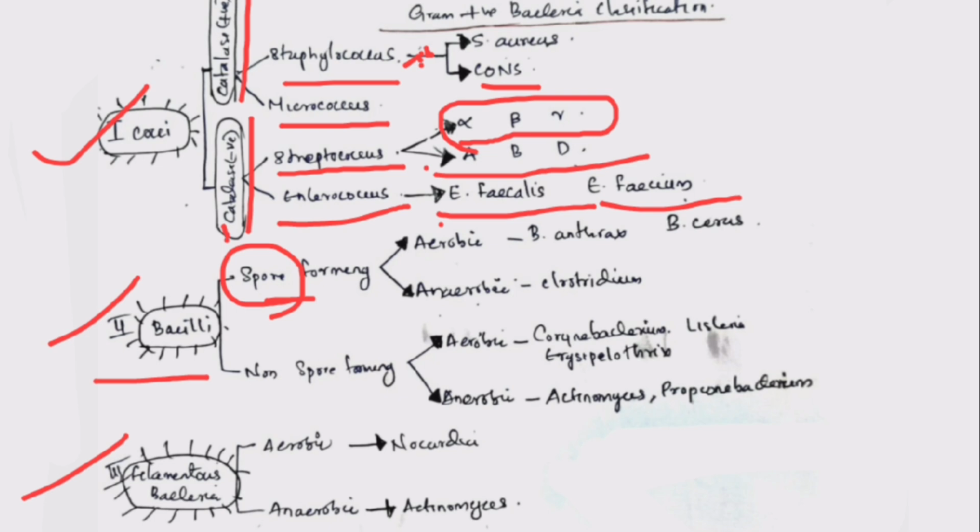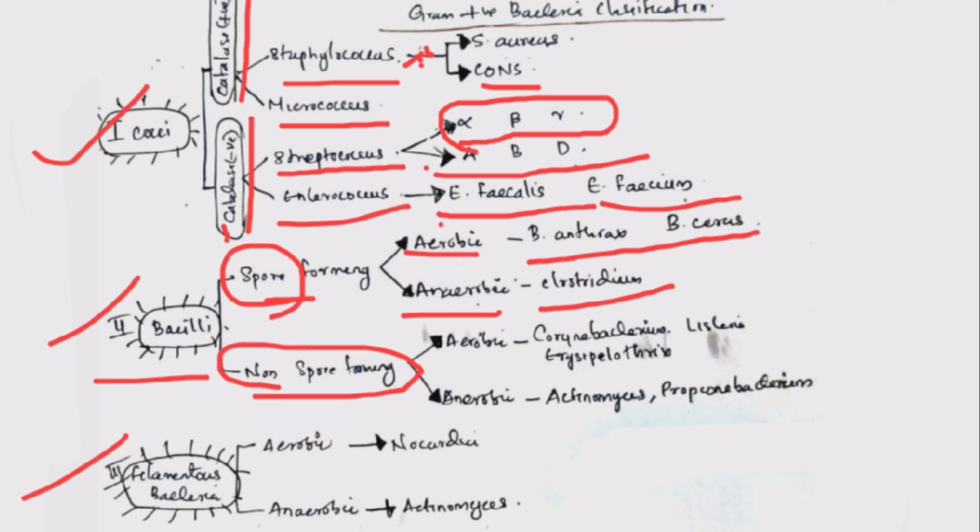Among the spore-forming bacilli, they are again divided into aerobic and anaerobic. The aerobic spore formers include the Bacillus species like Bacillus anthracis and Bacillus cereus. The anaerobic spore formers are the Clostridium species, which we will study in detail later. Now, coming to the non-spore forming bacilli. These are also divided into aerobic and anaerobic types. The aerobic non-spore formers include Corynebacterium, Listeria, and Erysipelothrix. The anaerobic non-spore formers mainly include Actinomyces.